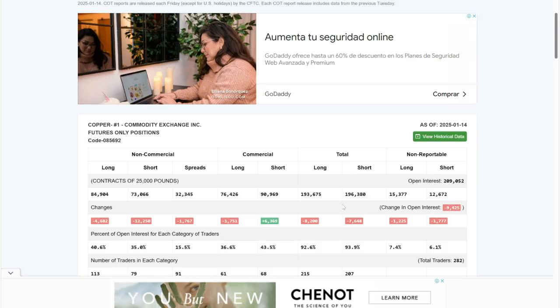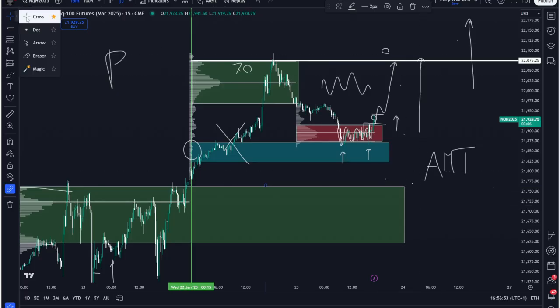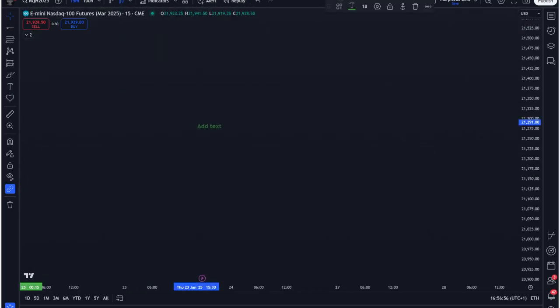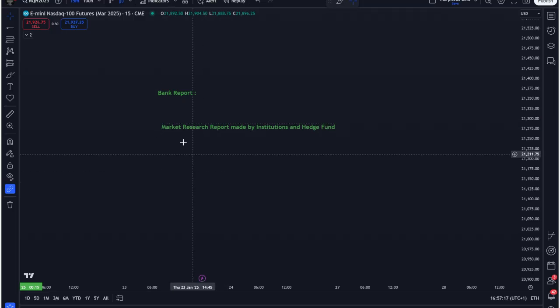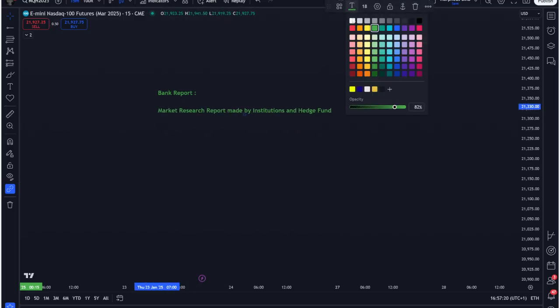And to do this, I have to go through two different explanations. The first explanation is the concept of bank report. The concept of bank report is a market research report made by institutions and hedge funds. Okay, and this is something that is free, that you can get.